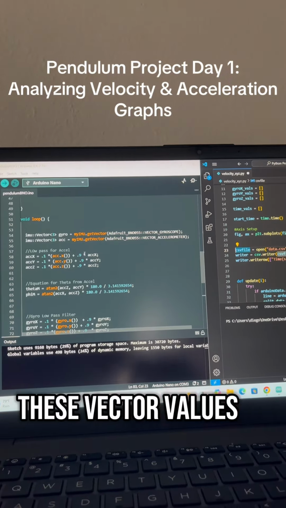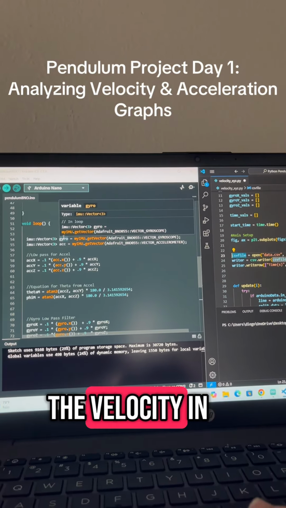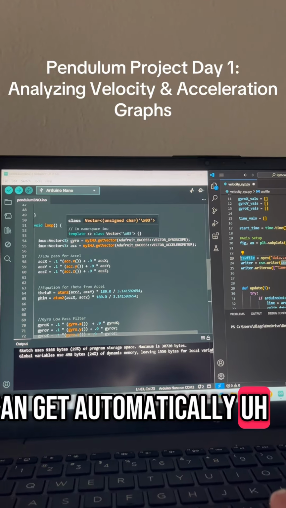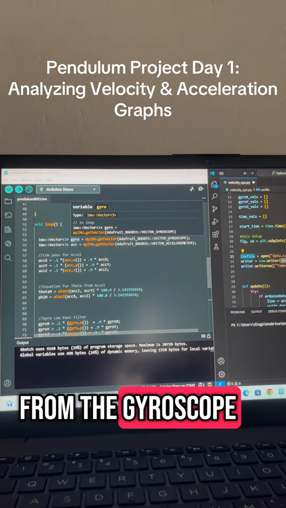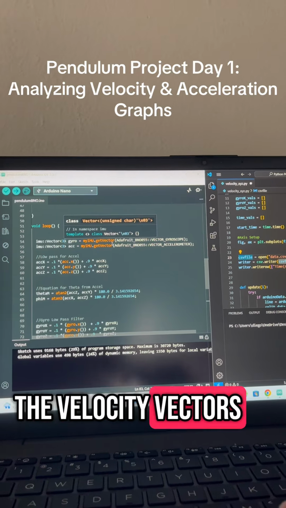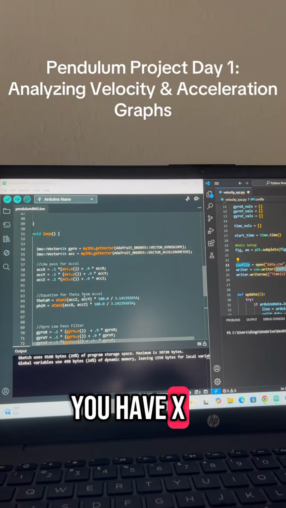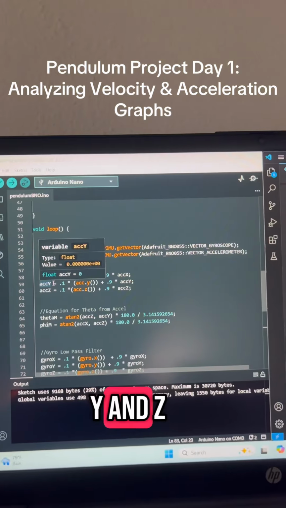These vector values, I've only gotten the velocity and the acceleration vectors because those you can get automatically. You can get it from the gyroscope. That's where you get the velocity vectors from the gyroscope, and there are 3 vectors. You have x here, and then y and z.